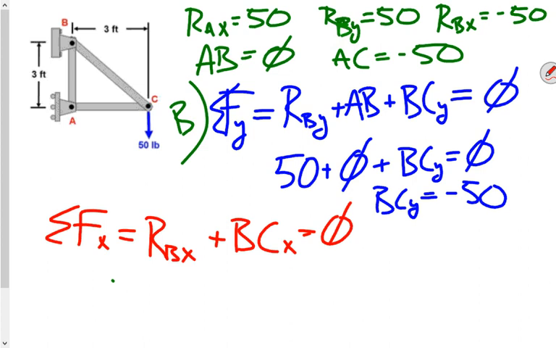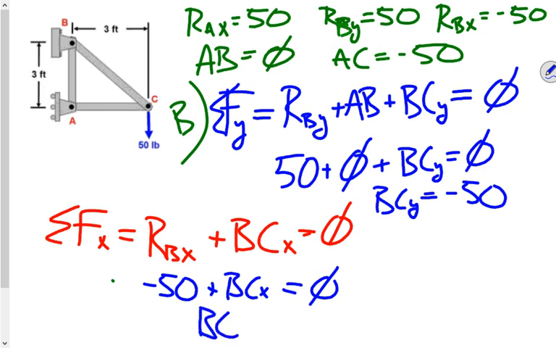Okay, so then we plug and chug. We plug in our RBX, and we found out that RBX was negative 50. So we have negative 50 plus BCX is equal to 0. So BCX is equal to positive 50.